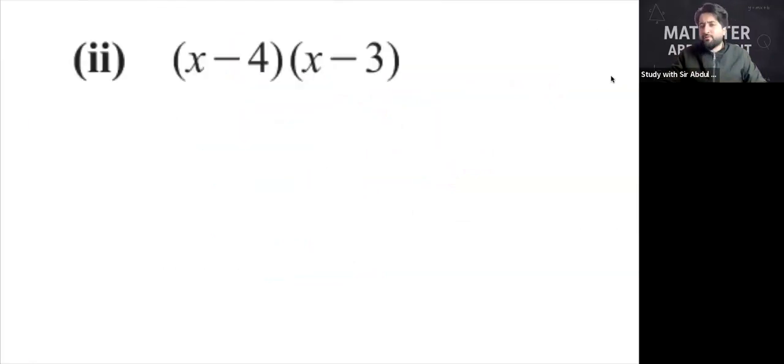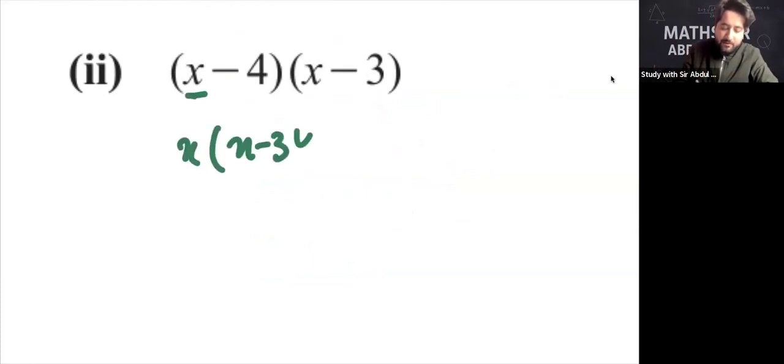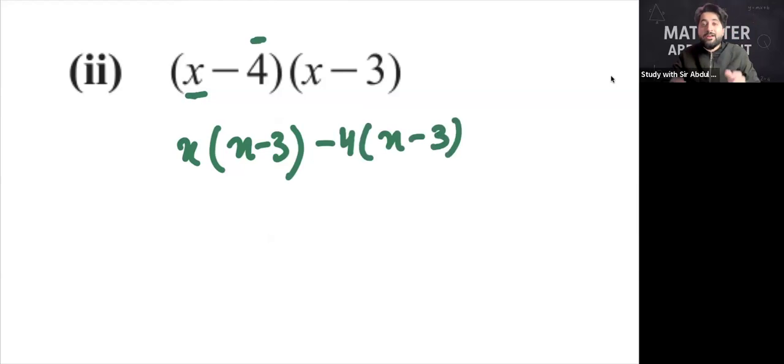Let's see, it's expansion of two brackets. Again, there is a very common mistake in every year's examination. There are two terms in the first bracket and two terms in the second bracket. Please do take this first step. Please listen to me very carefully. I am going to multiply this x with the second bracket, and I'm going to multiply negative 4 with the second bracket. It is very important that you multiply every term of the first bracket with the complete second bracket.